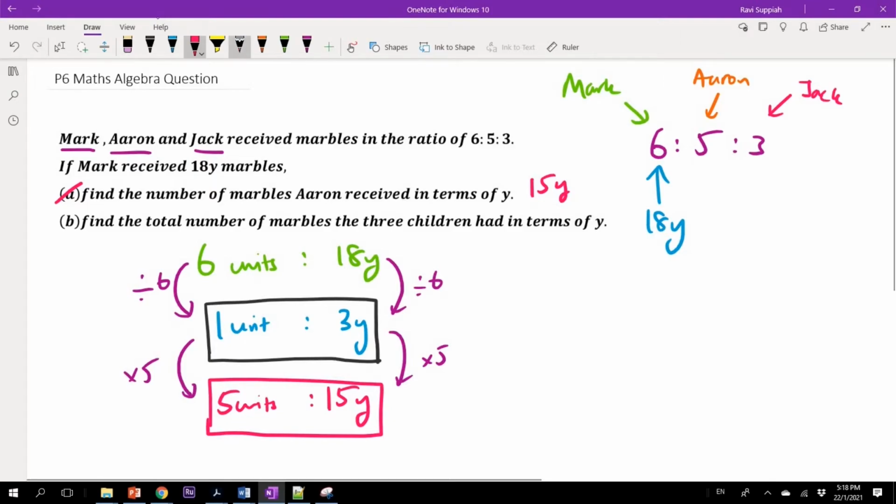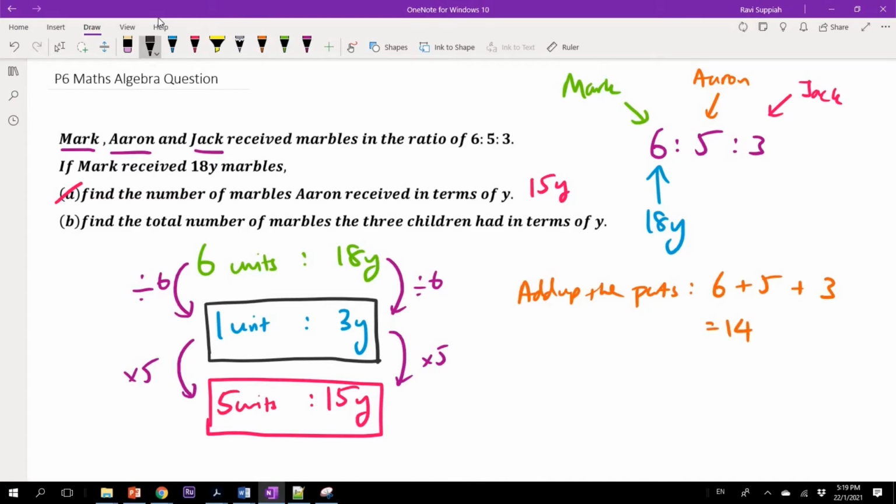Now in part B, find the total number of marbles the 3 children had in terms of y. So to find the total number of marbles, we first need to add up the parts. So let's add up the parts. Okay, so what you get is 6 plus 5 plus 3, and that will give you 14.